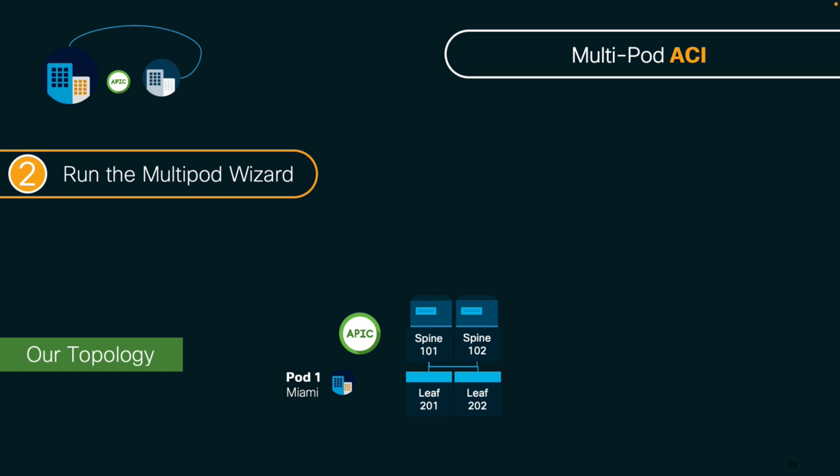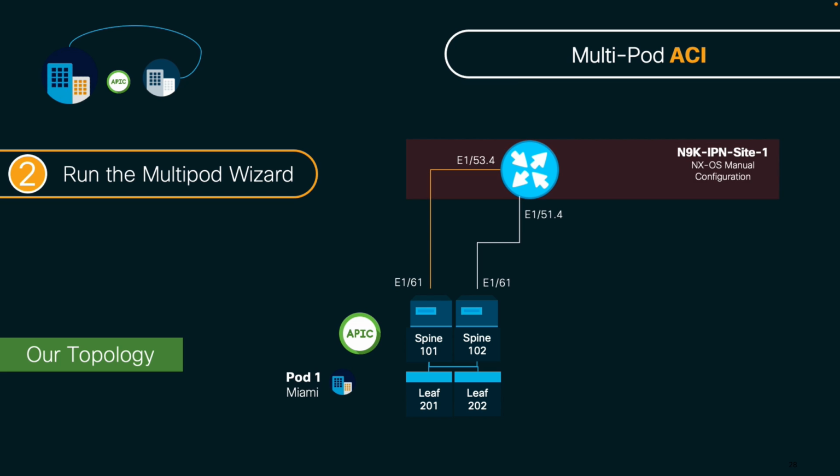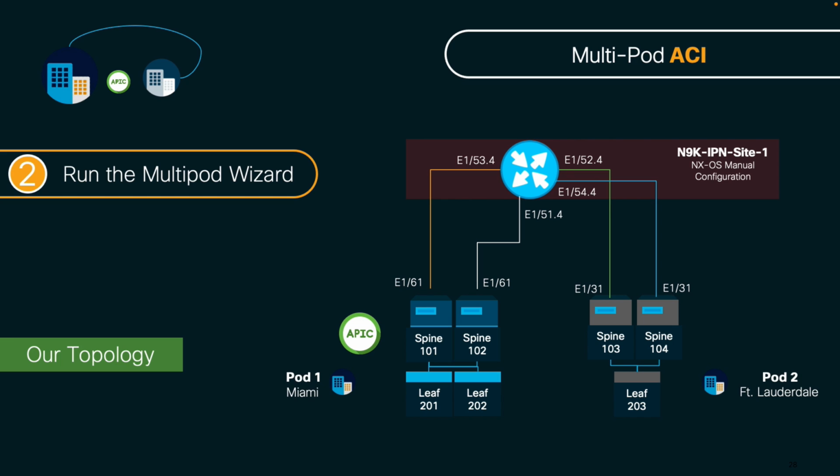As you may remember, I currently have a working ACI setup with two spines and two leaf nodes connected to a single IPN device in the Miami pod, which will serve as pod 1. In addition, I have already cabled and powered on two spines and a single leaf on the Fort Lauderdale side, which we will discover and configure as pod 2. At this point, neither the spines nor the leaf on pod 2 have any configuration. They are just powered on and waiting for an APIC controller to configure them.